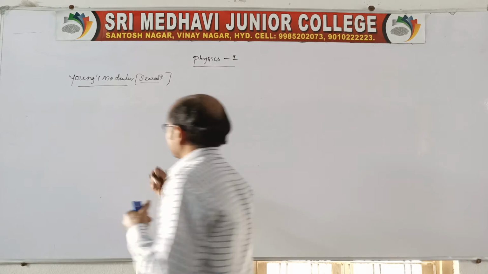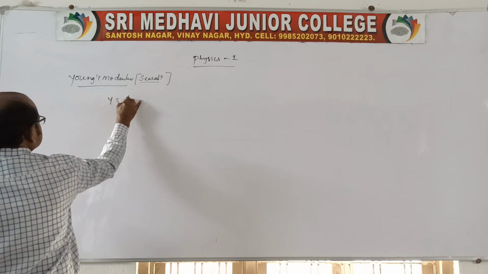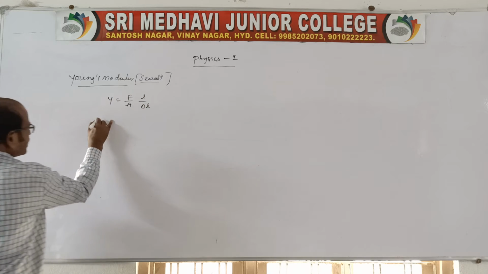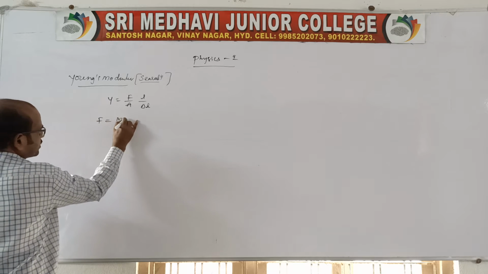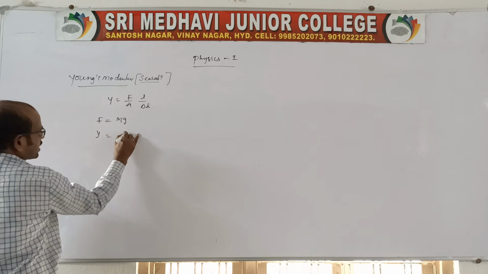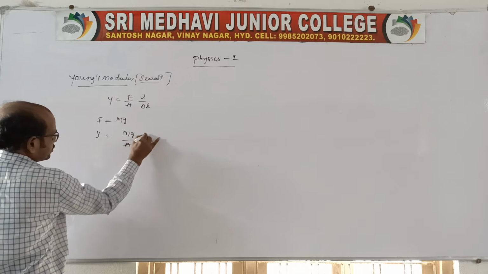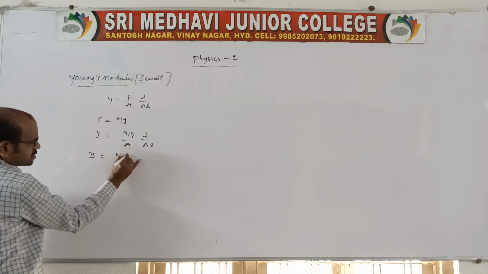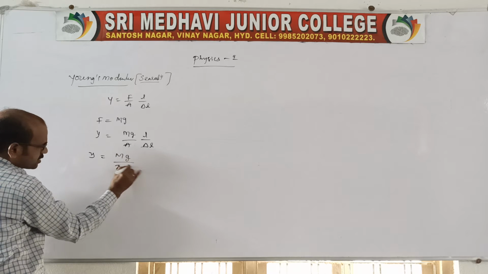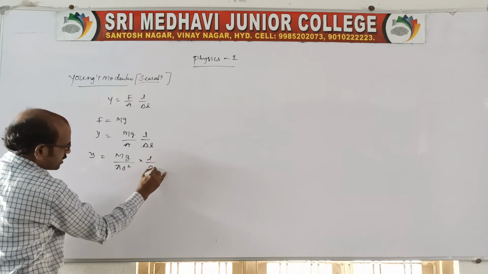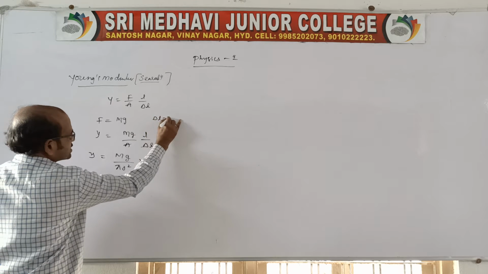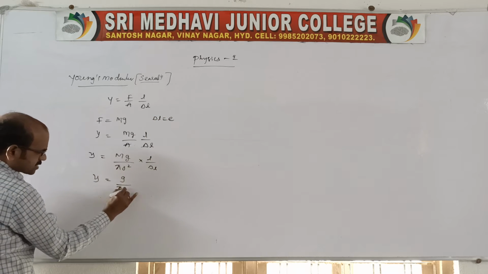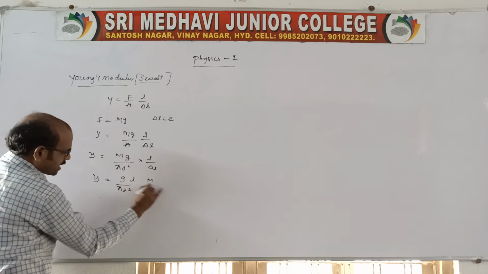Now, the Young's modulus formula we know: Y is equal to F by A into L by delta L. In this, F is nothing but mg. So Y is equal to mg by A into L by delta L. Also, Y is equal to mg by pi r square into L by delta L. Instead of delta L, we can take e also, no problem. So Y is equal to g pi r square L, m by delta L.